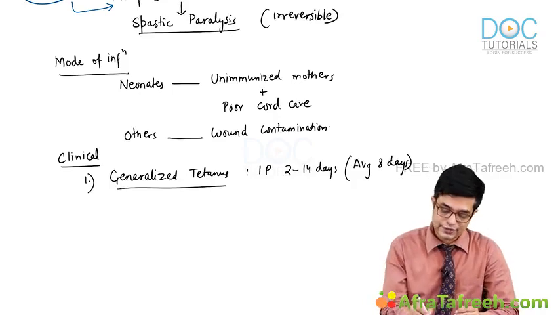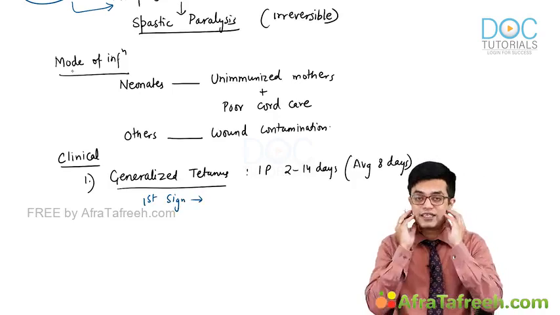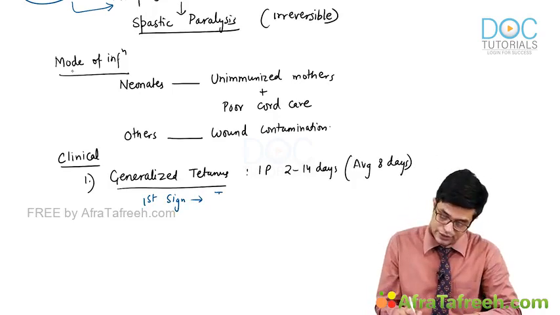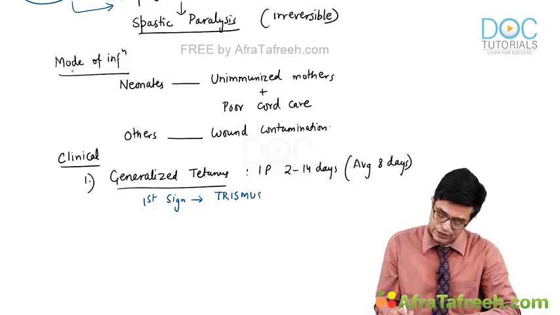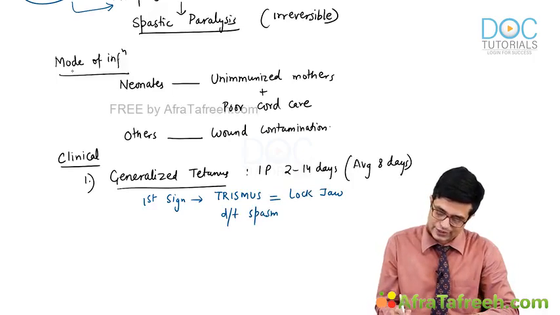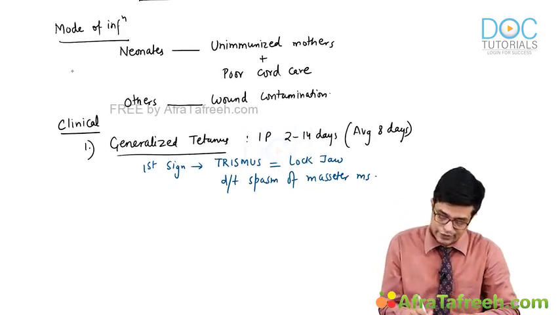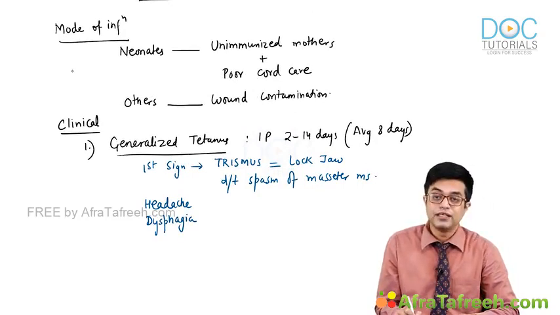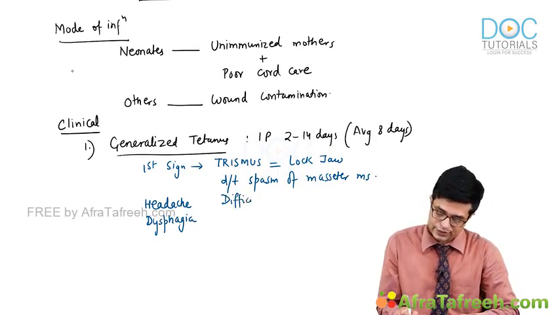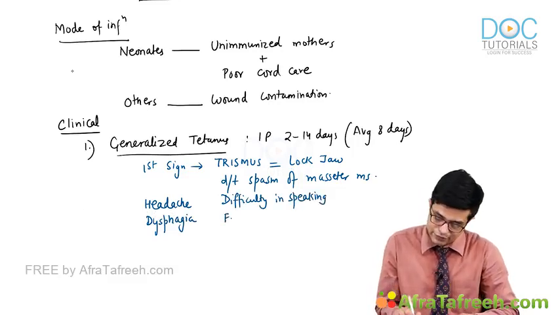Generalized tetanus: the first sign of generalized tetanus is spasm of the masseter muscles bilaterally producing trismus. Trismus is also called lockjaw. The old name of tetanus is actually lockjaw, which occurs due to spasm of masseter muscles. After this, the patient will also start to have headache, dysphagia, difficulty in speaking, and the patient may have fever.